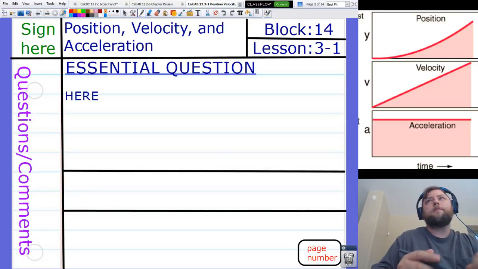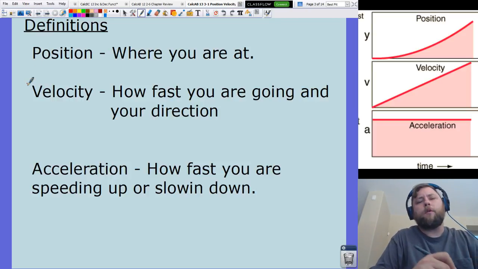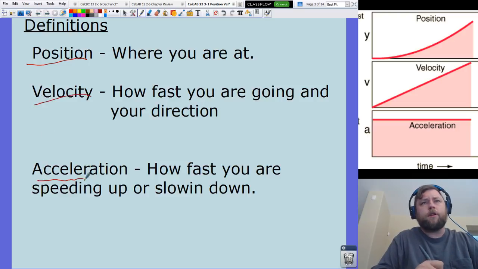Welcome, Calculus AB. This is lesson 3.1, position, velocity, and acceleration. Let's begin. So, a few definitions before we start this. What is position? What is velocity, acceleration? You might have heard about this in a physics class, but just to review.